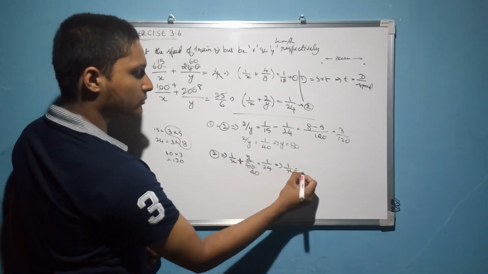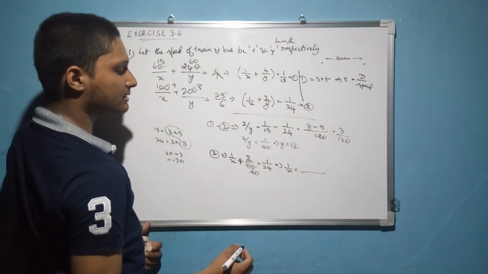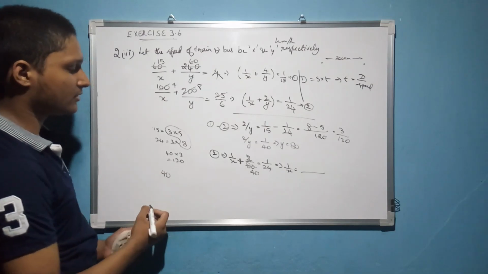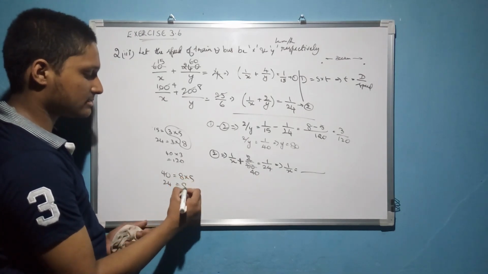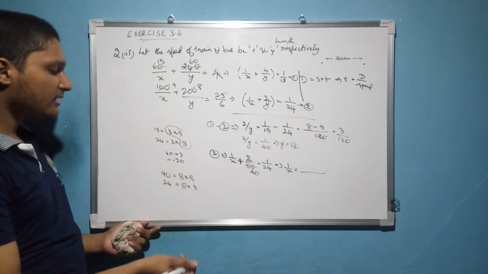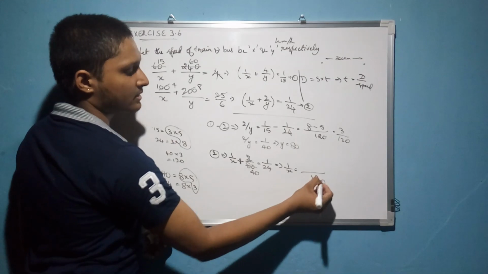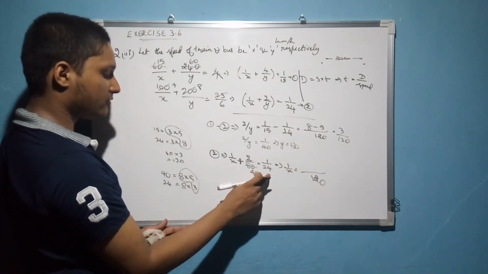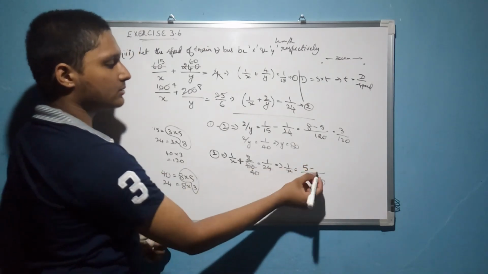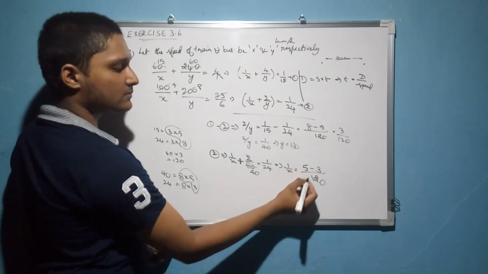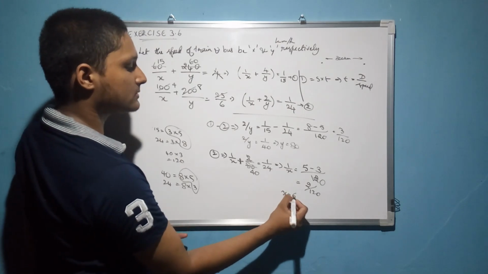So 1 by x is equal to 1 by 24 minus 1 by 40. What is the LCM of 24 and 40? This is 8 into 5. This is 8 into 3. Again the LCM is going to be 120 only. So 24 into 5 and 40 into 3, that is 120 over 120. So this becomes how much? 2 divided by 120. Therefore x is equal to 60.